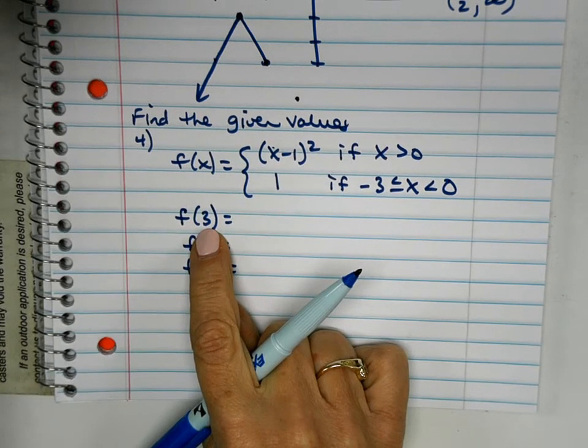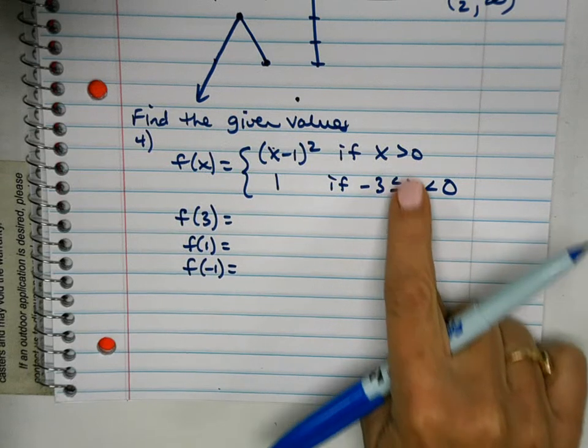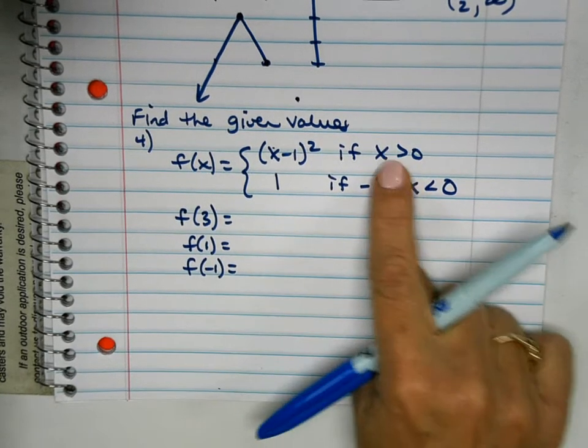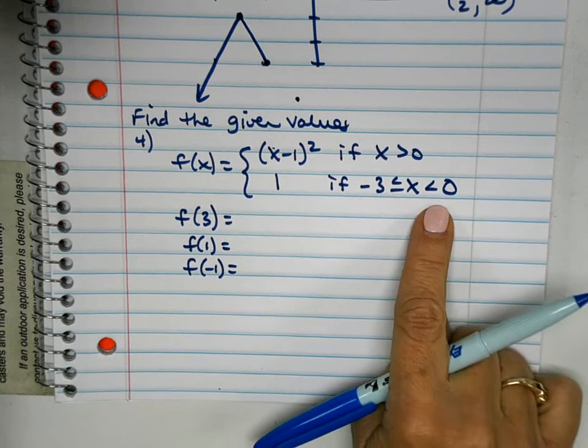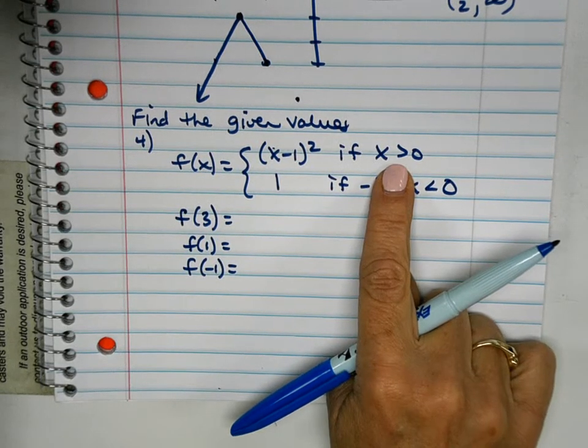This is usually f of x. It's in the spot of x. Okay, what you would need to look at here, where does 3 fall? Where does that number 3 fall? Is it greater than 0 or is it between negative 3 and 0? It's greater than 0. That's the equation you want to plug it into then.